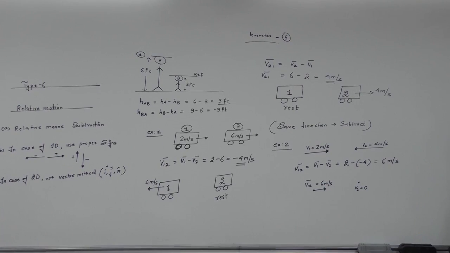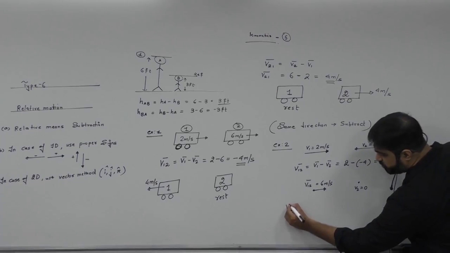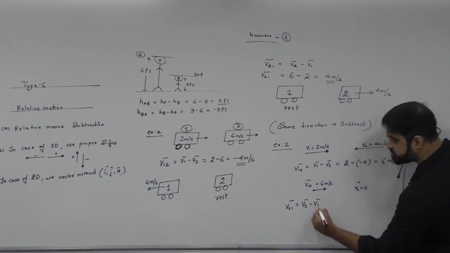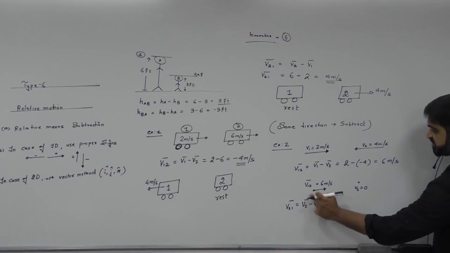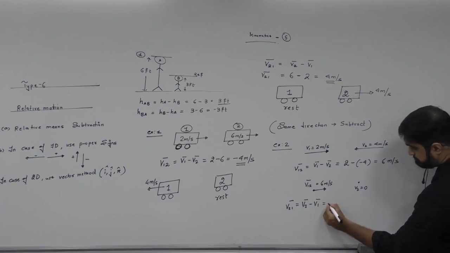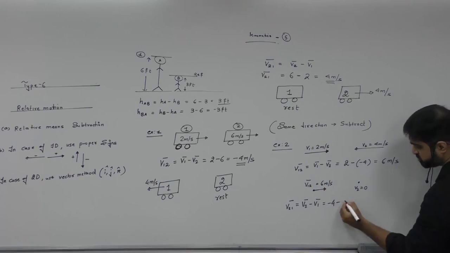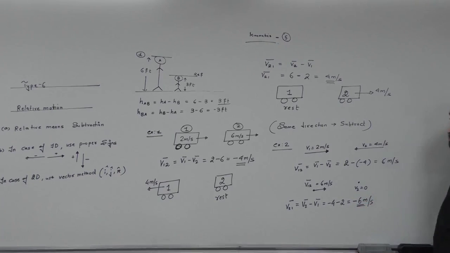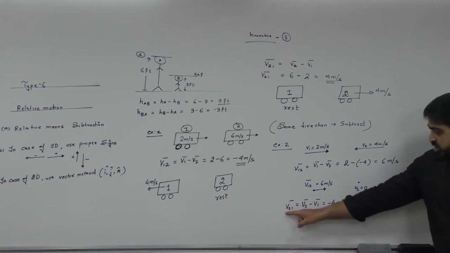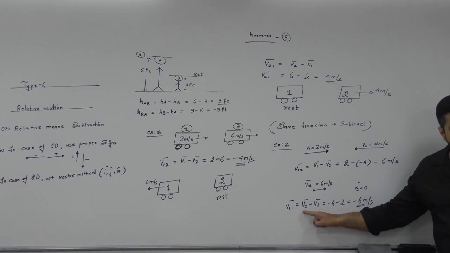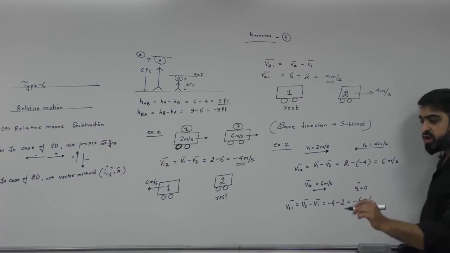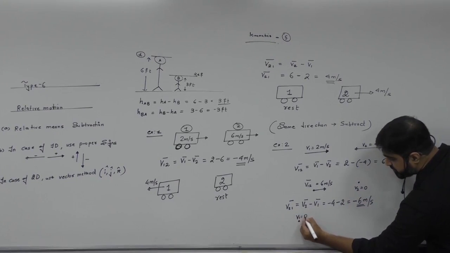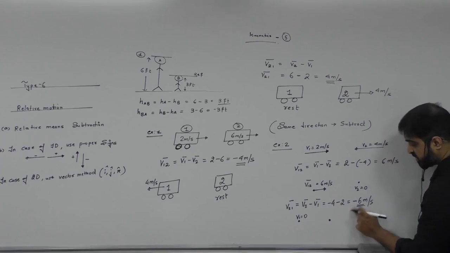Similarly, if I ask what will be V21 bar, it will be V2 bar minus V1 bar. What is V2 bar? V2 bar is minus 4. Minus V1 bar is plus 2. What will become? Minus 6 meter per second. Can anyone tell me who is looking at who? Velocity of 2 with respect to 1. So whoever is looking, stop him. Means V1 will become 0, and 2 is going with minus 6.